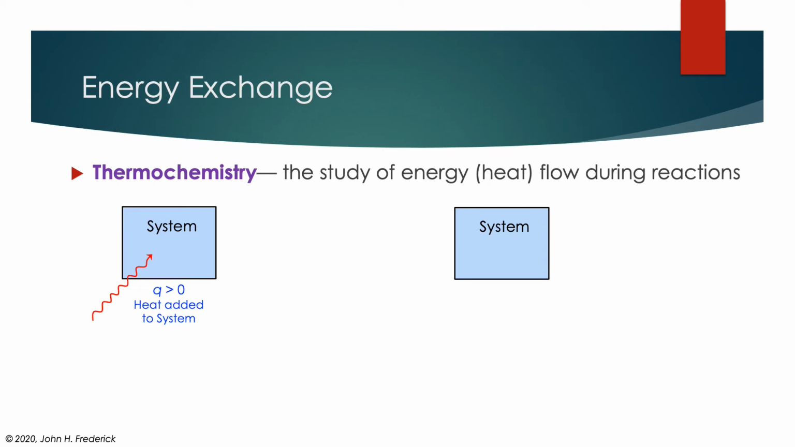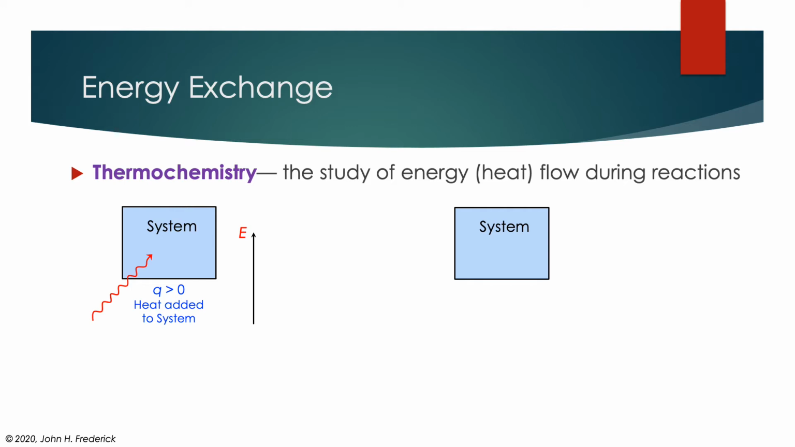One is where energy flows into a system from the surroundings. Now I'm going to use the letter Q to denote heat. It's a common abbreviation used in chemistry and physics. And when Q is greater than 0, we say that heat has been added to the system. So heat has flowed into the system and added energy to the system.